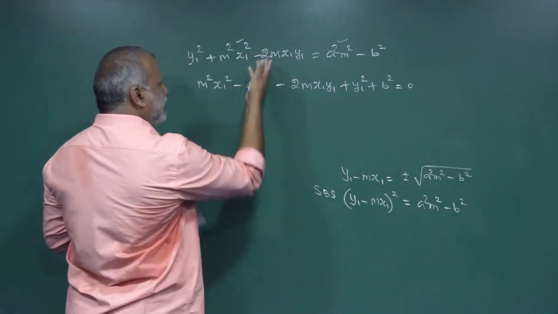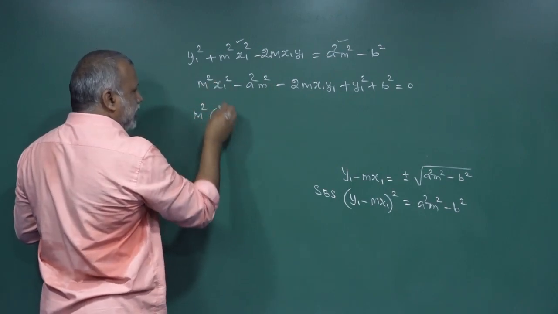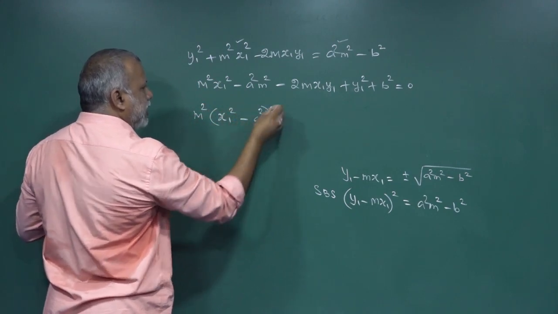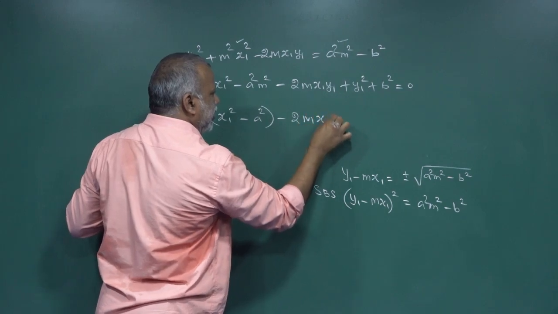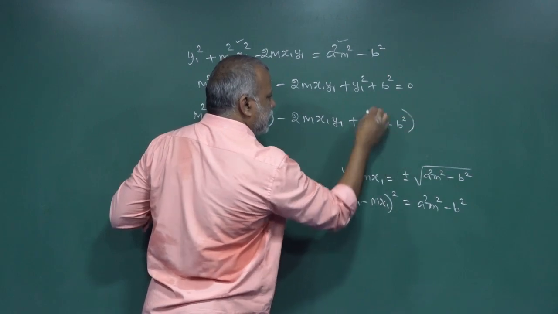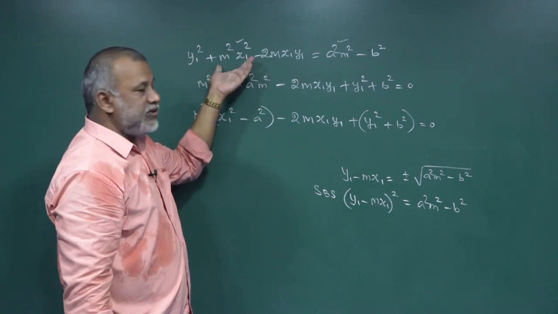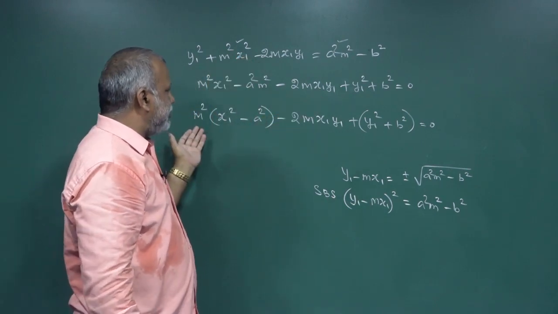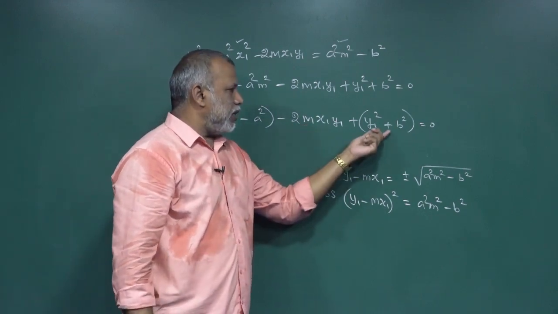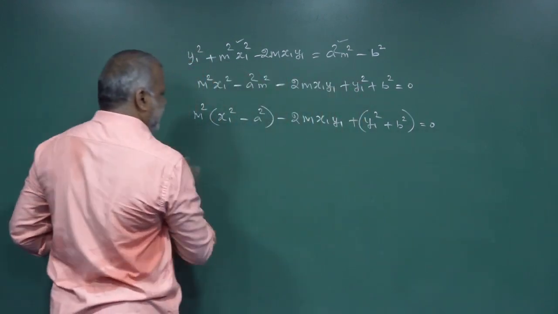So expanding this, we get this equation. Now take m squared outside: m squared times (x1 squared minus a squared), minus 2m x1 y1, plus y1 squared plus b squared, equals 0. If we expand this equation, we get a quadratic equation in m, taking m squared common, with 2m x1 y1 and the constant y1 squared plus b squared, equals 0. This must be a quadratic equation in m.